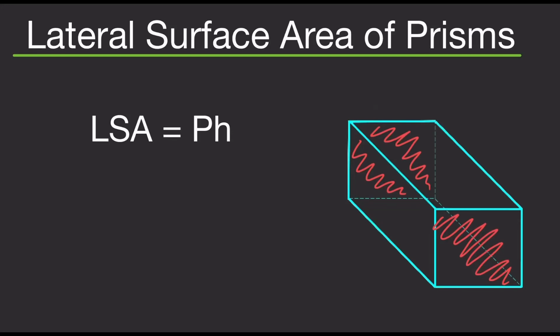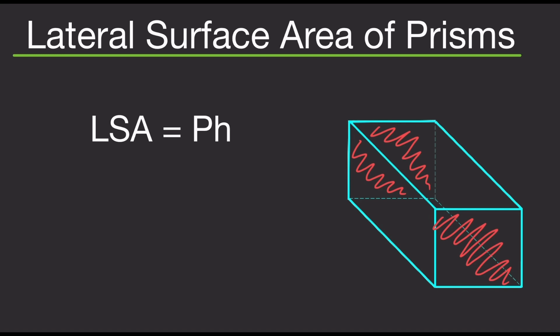Let's talk lateral surface area of prisms. But first, let's review what surface area is. Surface area is the total area of all of the faces. Lateral surface area is just the sides with no bases. So total surface area would be every side here, versus lateral surface area is just the non-shaded portions here, so those four sides.